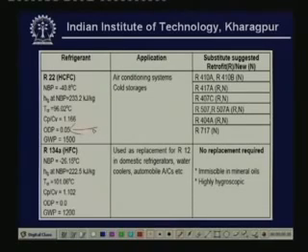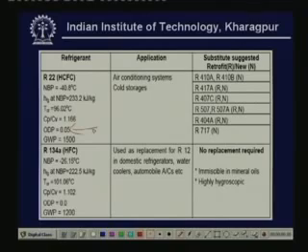So it is also a substance which has to be phased out, but unlike R12 and R11, some time is allowed for phasing out. So you can use it till almost 2030. So you can still use it. It also has a global warming potential, and it is mainly used in air conditioning systems and cold storages. Since it also has to be phased out, some substitutes have to be found.